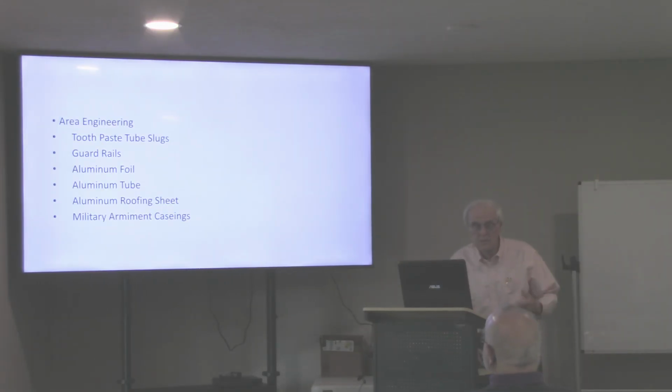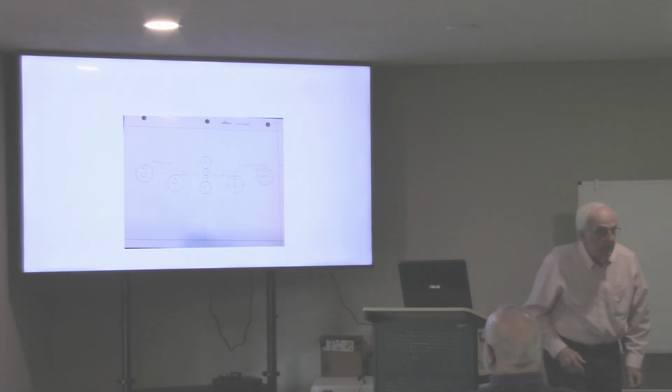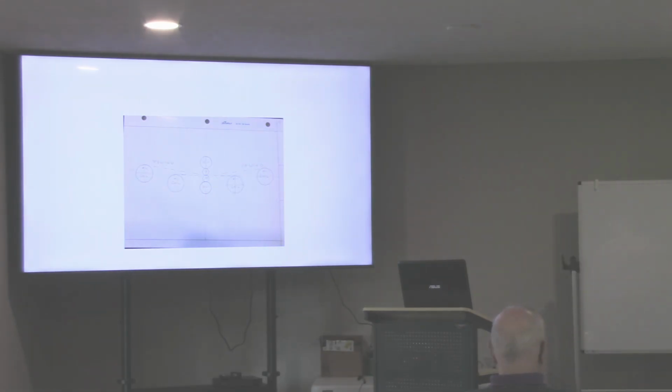And then I was assigned to go into the West Plant area. That area now is where Costco's going and where Texas Roadhouse is. That was the West Plant area. And we made toothpaste tube slugs, guardrails, foil, aluminum tube, roofing sheet, and military casings. Give everybody a sheet of foil.